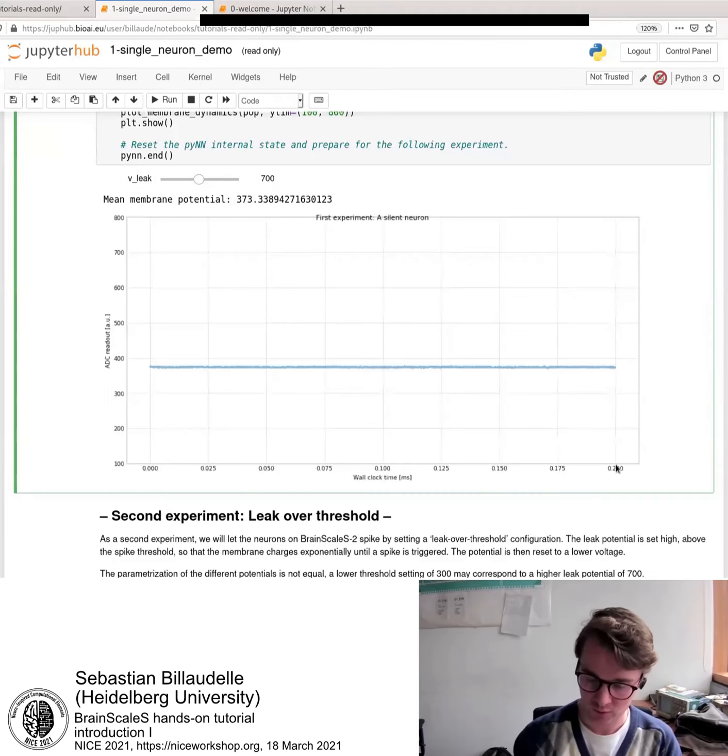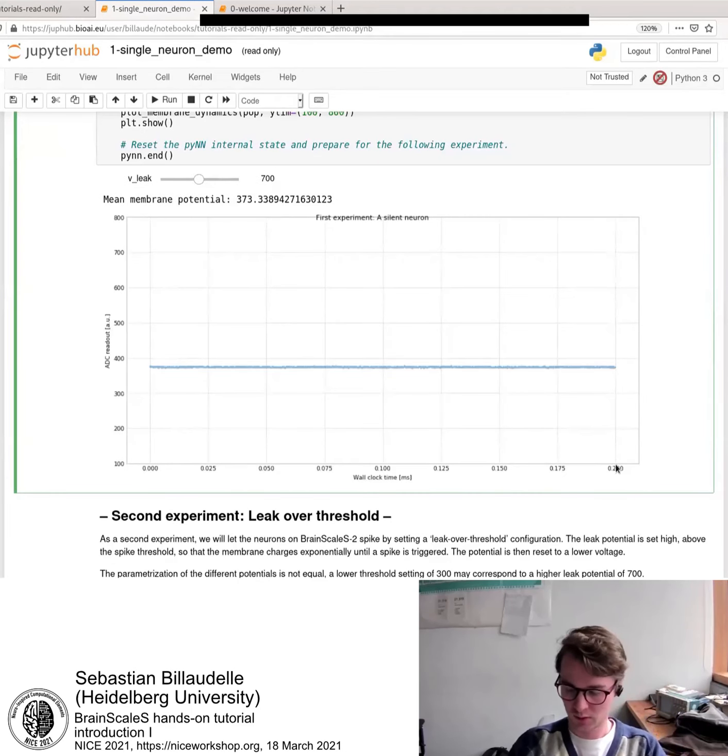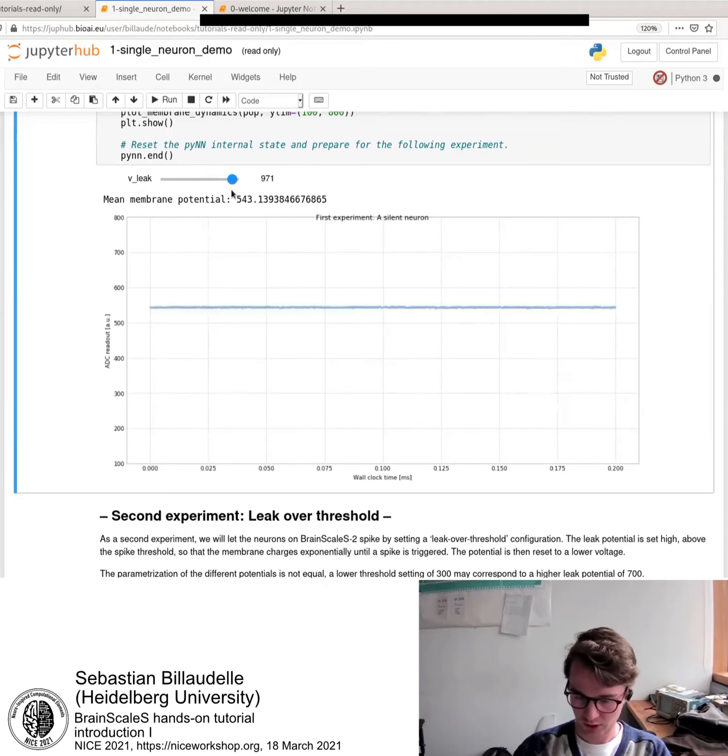This is not translated into the biological domain because, as you probably have heard from the talks of Johannes Schemmel and Sebastian Schmidt, we emulate everything at a speed-up of 10 to the 3 or 10 to the 4, so 1,000 or 10,000 times faster than the biological equivalent. And when you now just drag around that slider, you see that the leak potential of that neuron really changes.